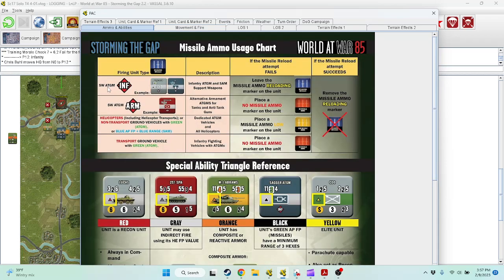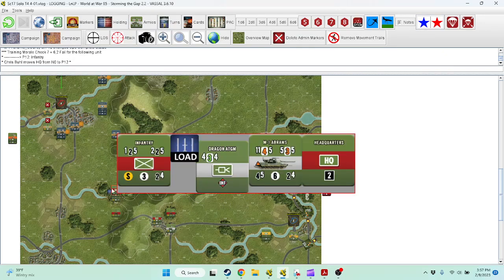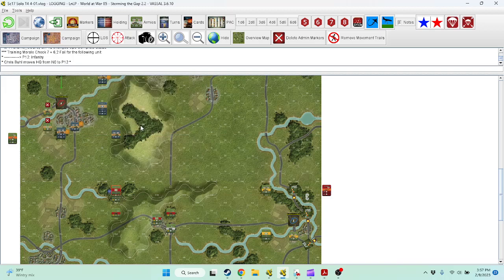So it's a support weapon, anti-tank guided missile manned by infantry. If the missile reload attempt fails, you leave the missile reloading marker on the unit, and if it succeeds, you take it off. So they're not ever out of ammo. They just dropped the reload or something. But the Abrams is going to fire again. It's going to fire at the good order tank in this hex, and it's got its same six dice, needing fives. And that's two hits. So this tank has its same four dice needing fives to save.